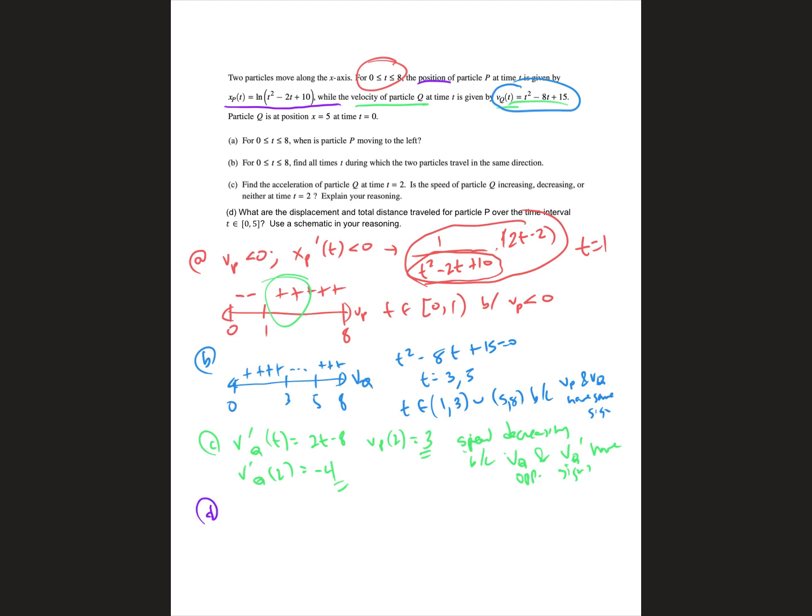And now part D. Displacement told us is traveled using a schematic. Now a schematic is a drawing of the particle's motion, and we're doing this with P, so I'm going to draw a little schematic of x of P. And when you're drawing a schematic, you always want to know where it starts, where it turns around, where it finishes. So we would need to find the position at time 0, the position at the time where it turns around, which if you look at part A is at 1, and then the position when it ends, which is at 8.